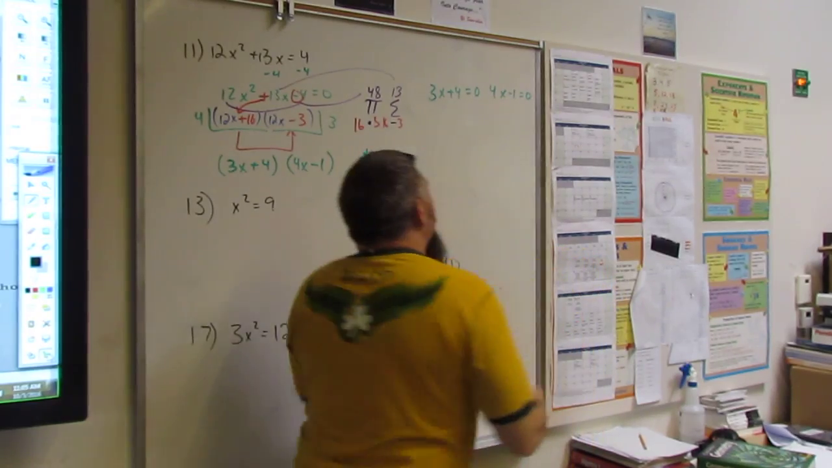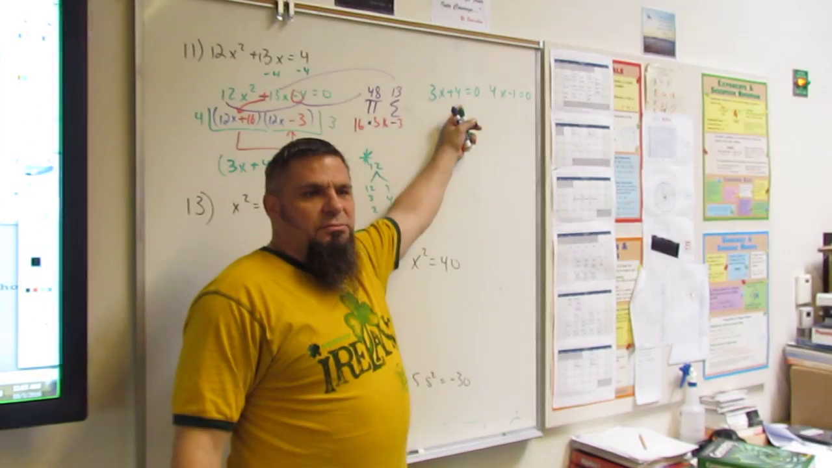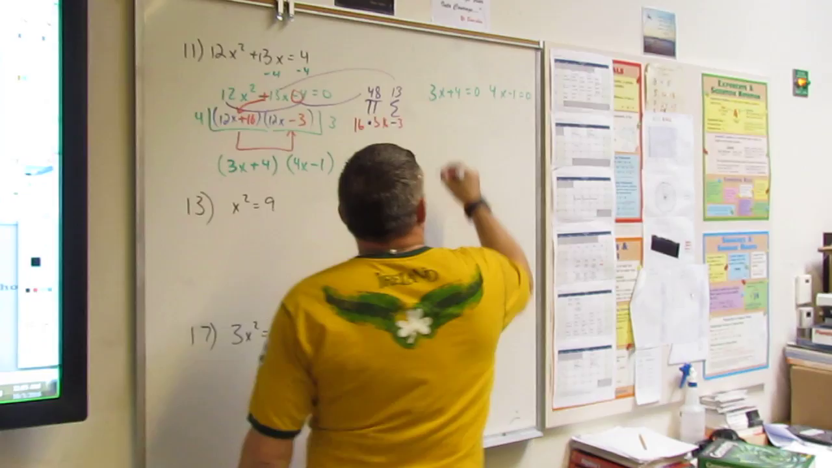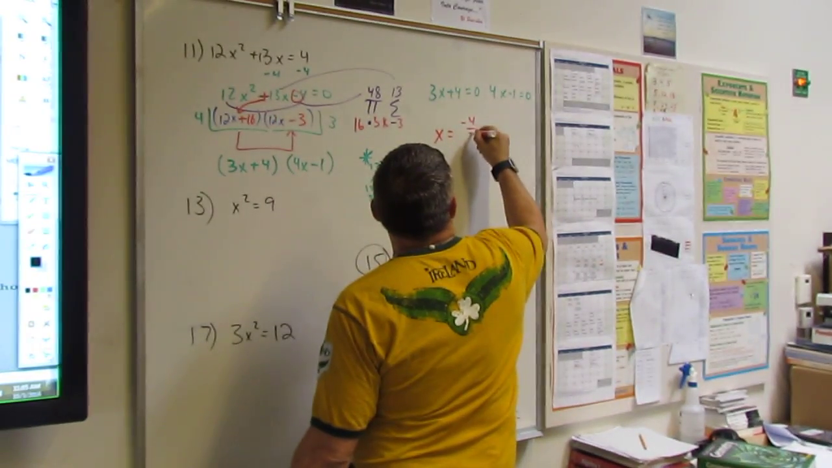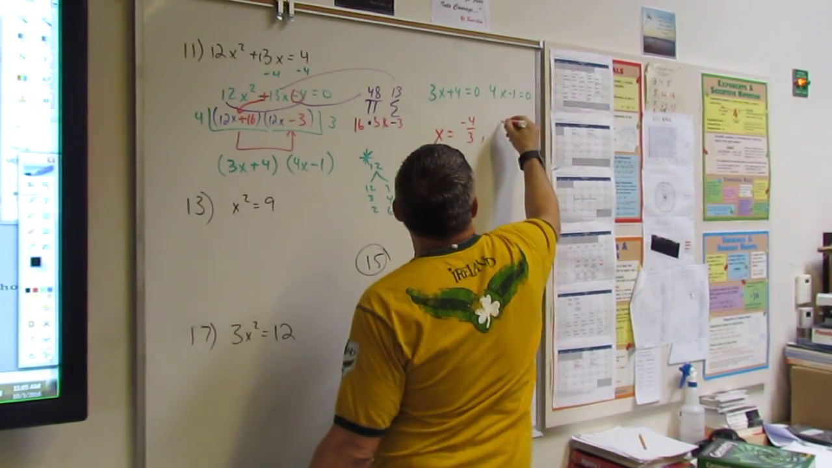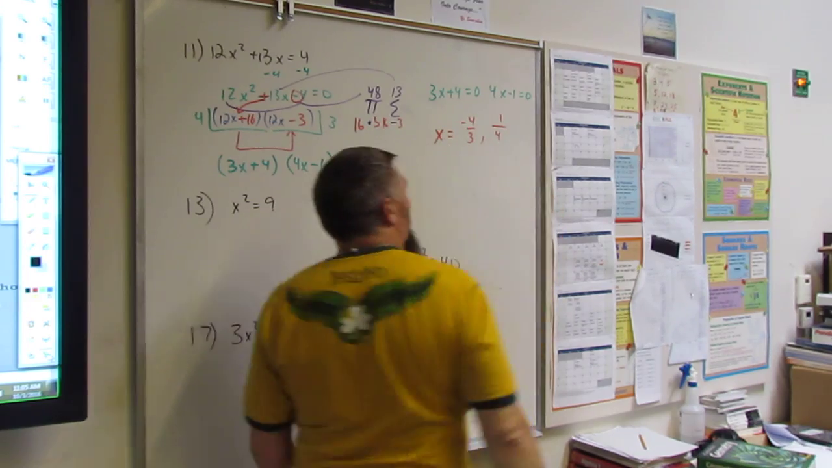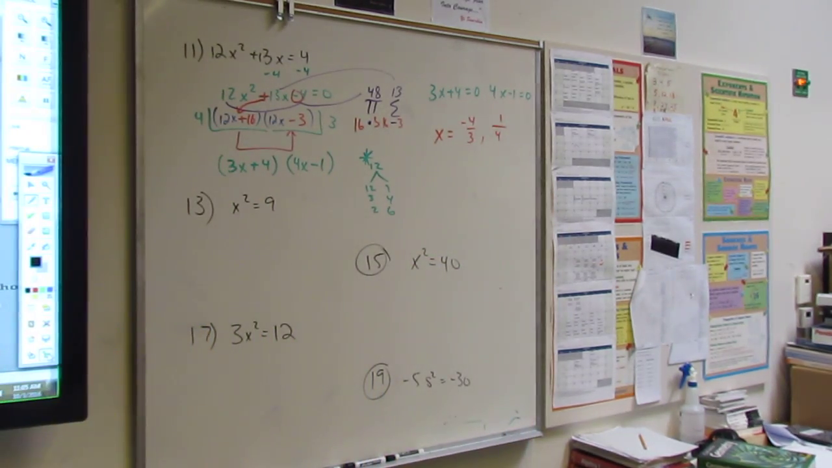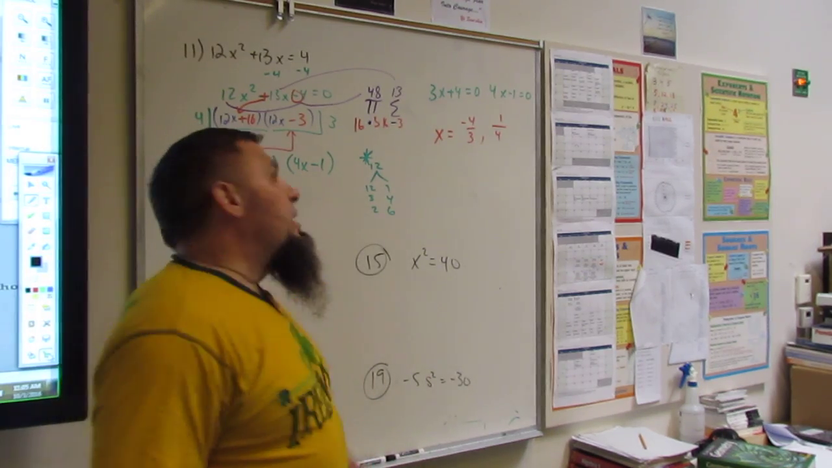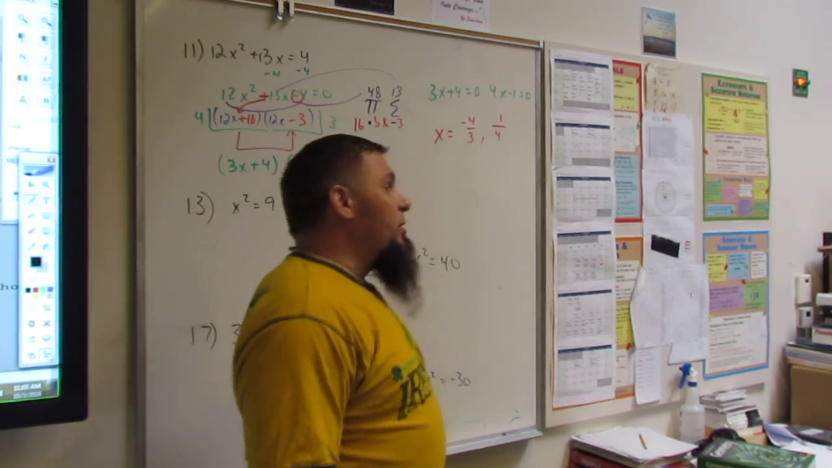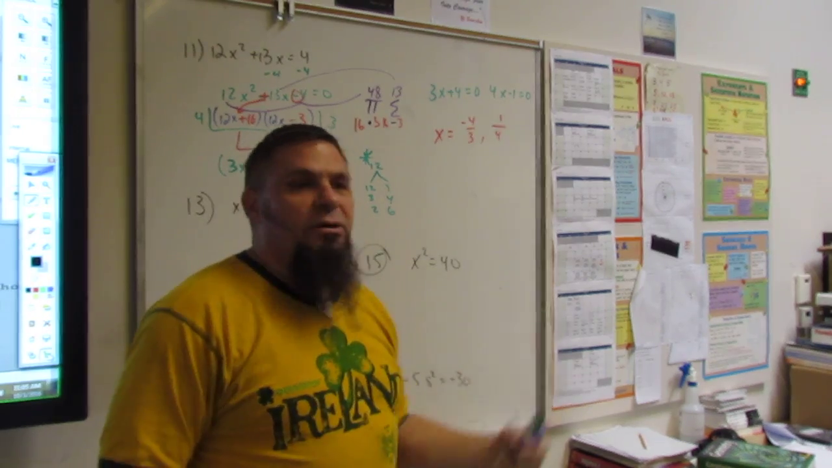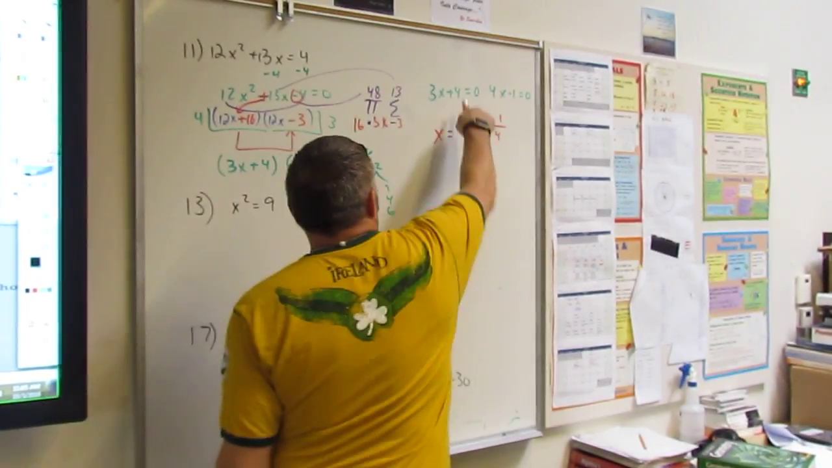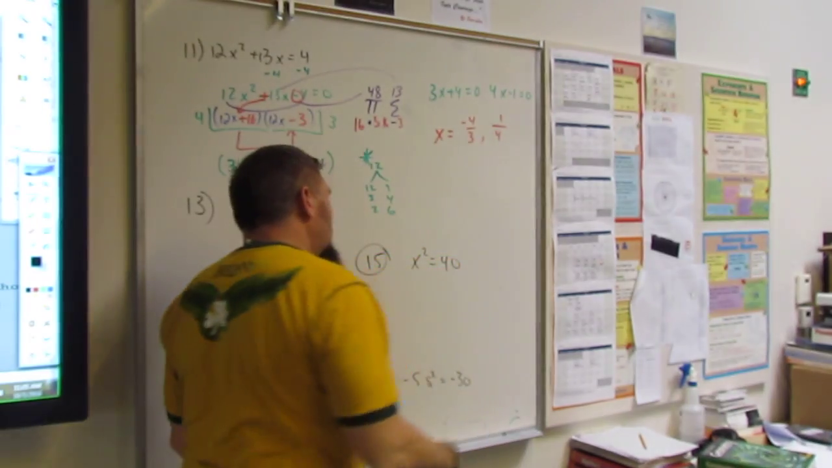And remember, all it is, is the opposite of this over this. X equals negative 4 over 3, and the opposite of this would be 1 over 4. Does everyone see how I got there? You can do the math, minus 4 and divide by 3, and add 1 and divide by 4, or you can just do the opposite and over. Opposite over. Does that make sense?